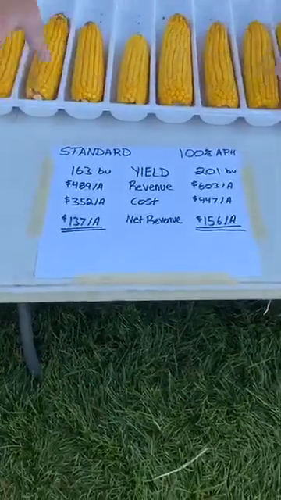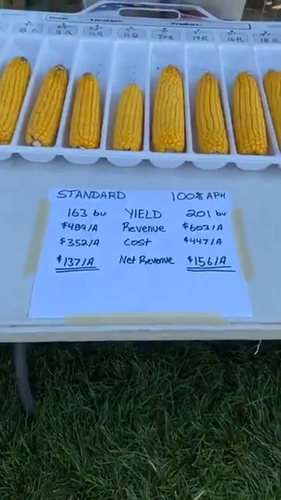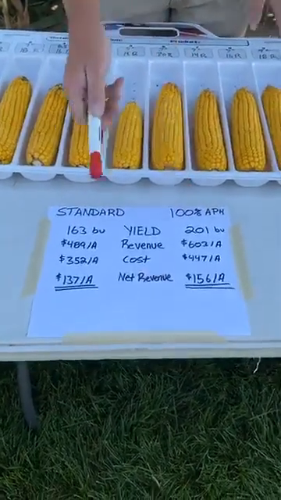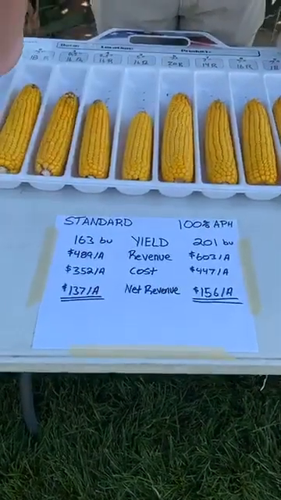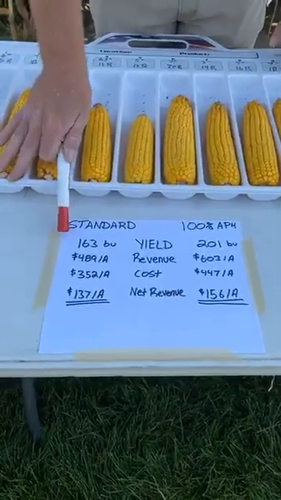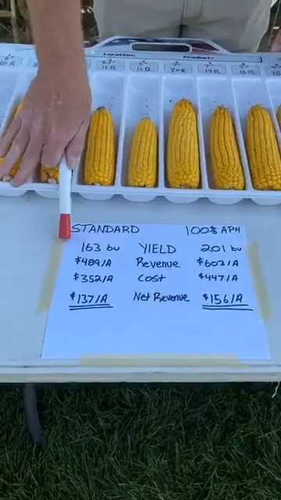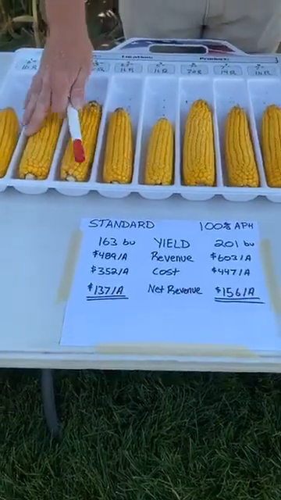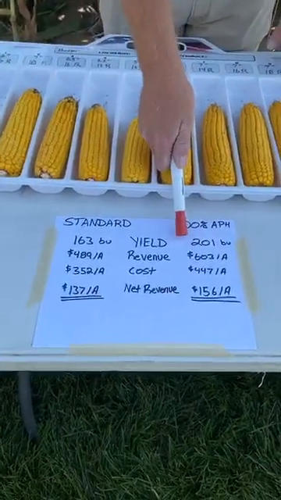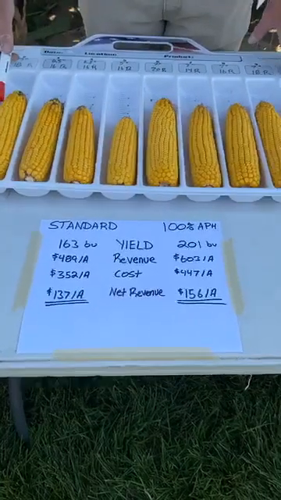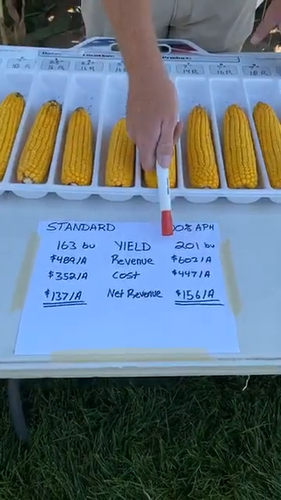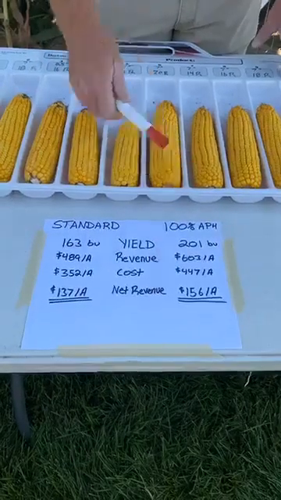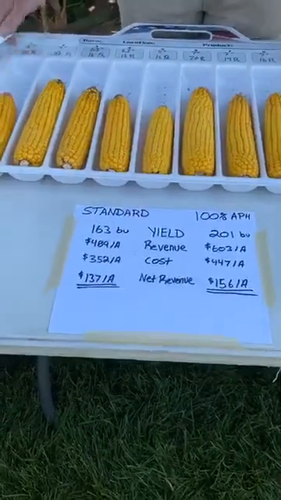So here we did some economics on the treatments. So here's our standard and here's our 100% APH treatment. Doing some conservative hand yield checks, we see we got 163 bushel yield on our standard treatment. So again, pretty close to our county average. When we used our system, our 100% APH warranty system, we got 201 bushels. Obviously we added revenue as we're adding almost 40 bushels of yield.